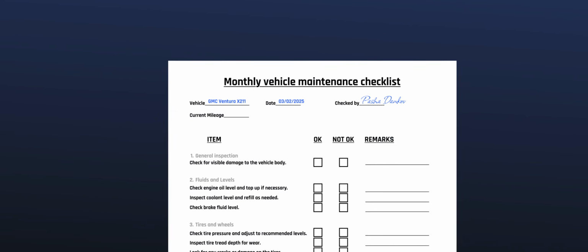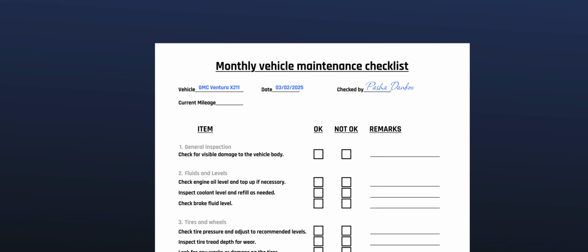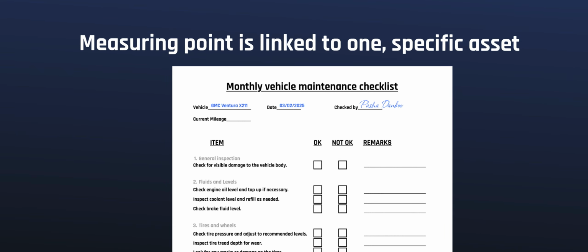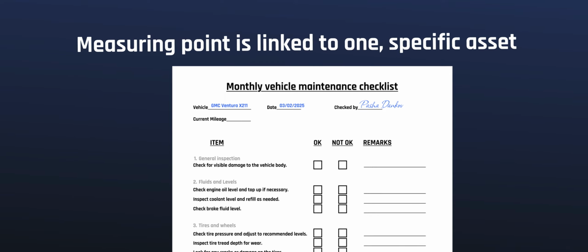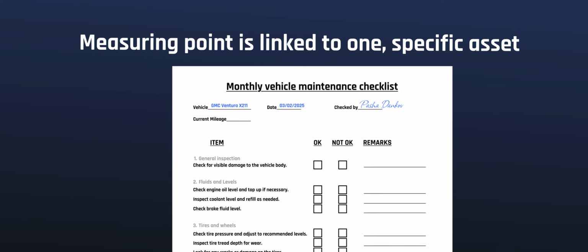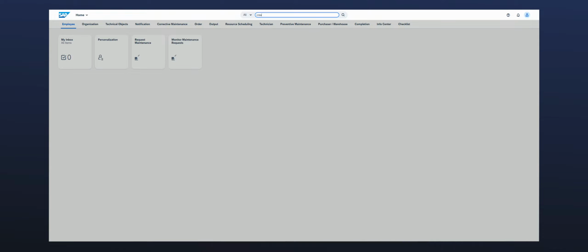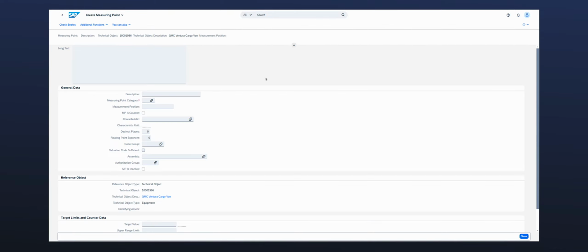Let's take our vehicle checklist and see how we can do it with SAP measuring points. I will repeat myself. A measuring point is linked to a specific functional location or equipment. It cannot be linked to more objects, and it cannot be used like, for example, a general task list. It's a one-to-one relationship. We go to the relevant Fiori application, enter the vehicle, and we can start creating the points.